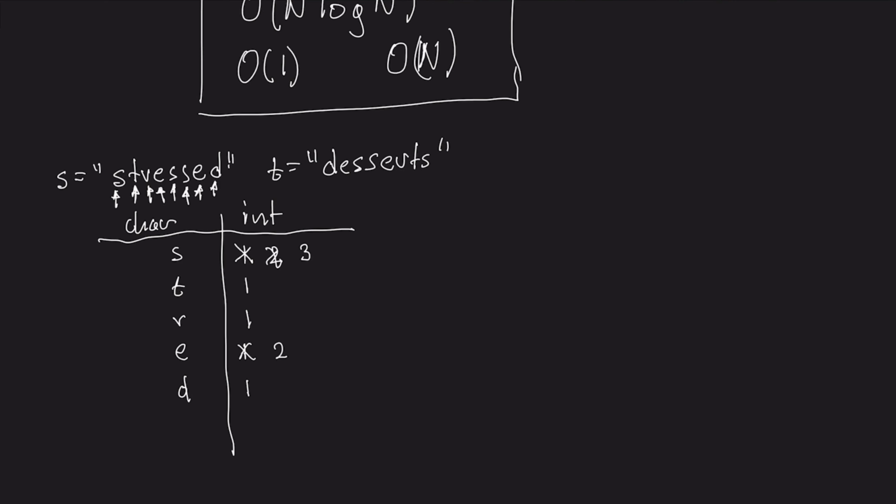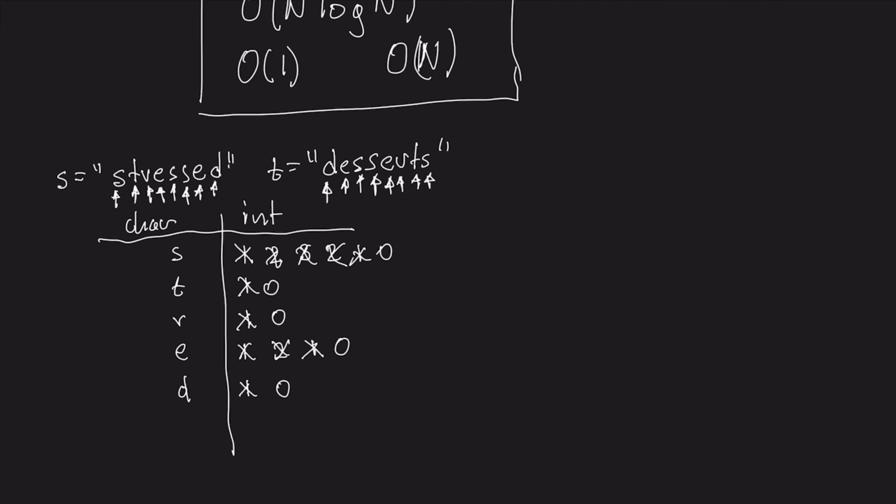We don't need a second map. We can just go through the string T and decrement the counter instead of incrementing it. So the way it would work, we would start from the first letter D and decrement from 1 to 0, E from 2 to 1, S from 3 to 2, S from 2 to 1, E from 1 to 0, R from 1 to 0, T from 1 to 0, S from 1 to 0.